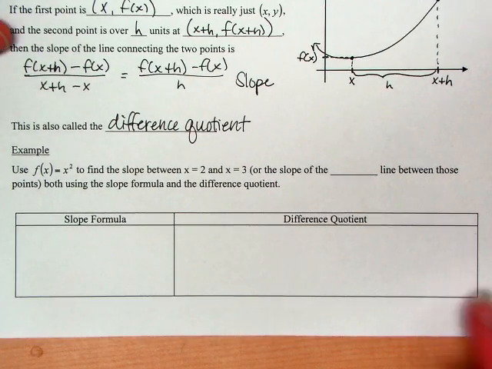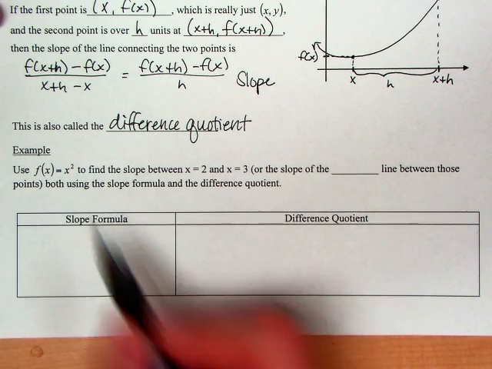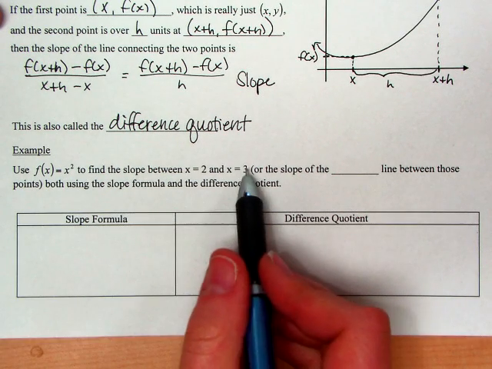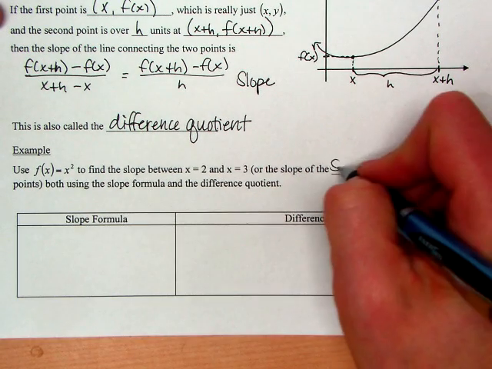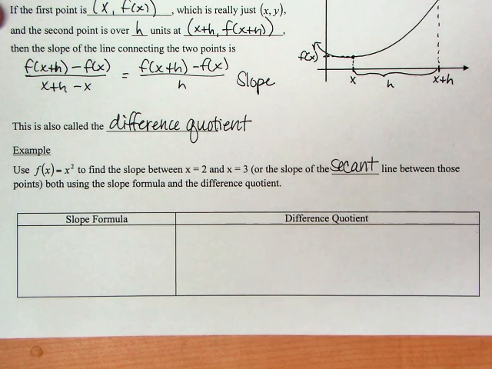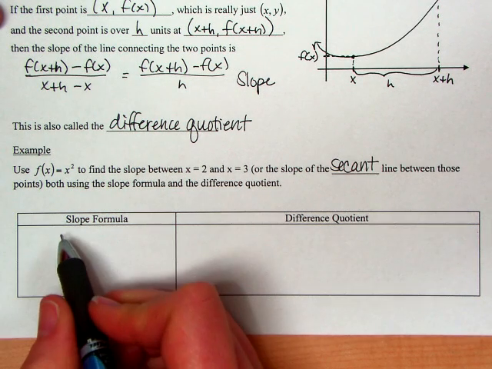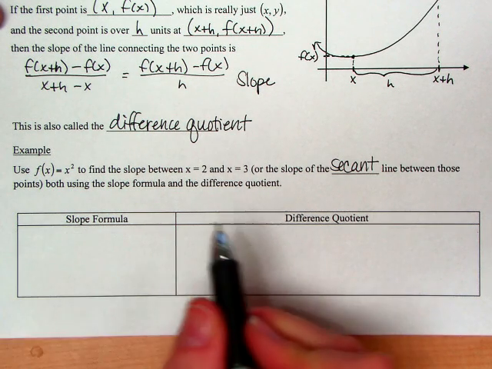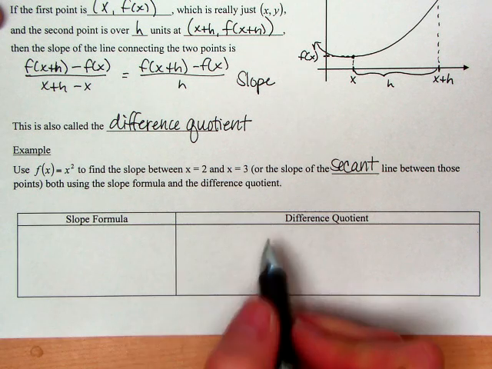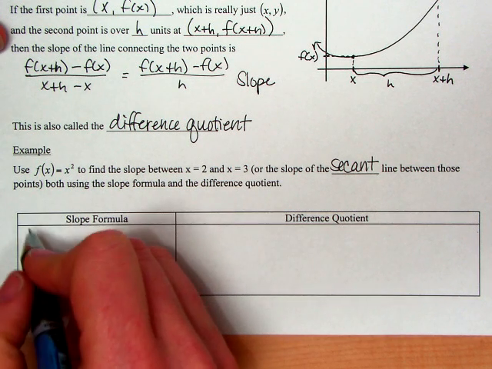So it says using that same parabola, because it's nice and familiar to us, we're going to find the slope between 2 and 3, or the slope of the secant line between the 2 points. And we're going to do it 2 different ways. We're going to use the old-fashioned slope formula, and then we're going to use our difference quotient so that you can see the difference. Slope formula would say y minus y over x minus x.